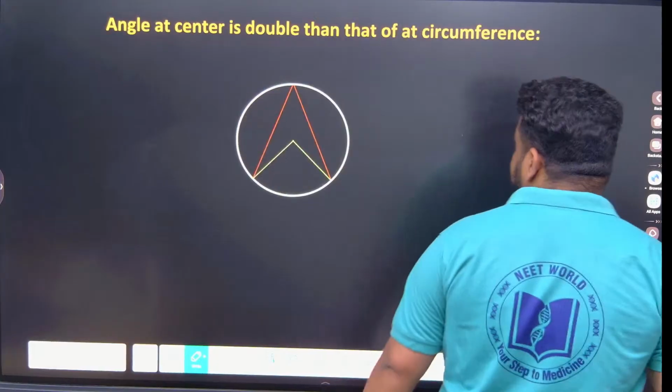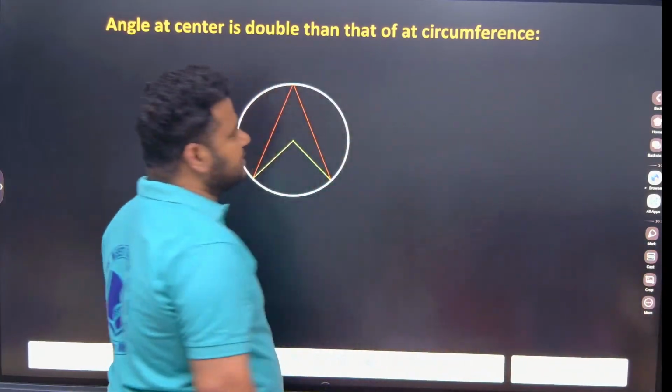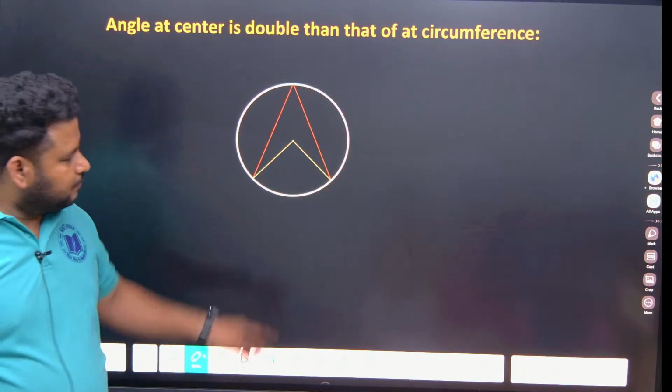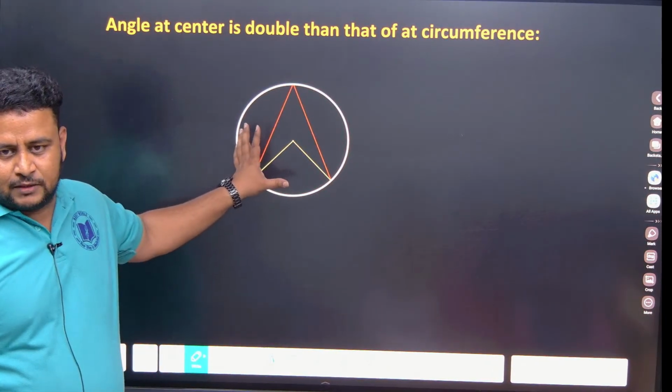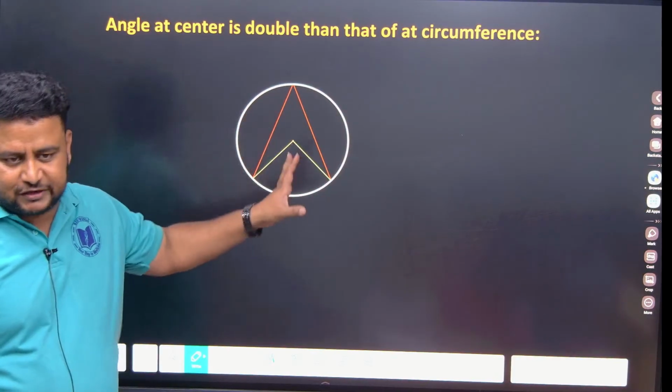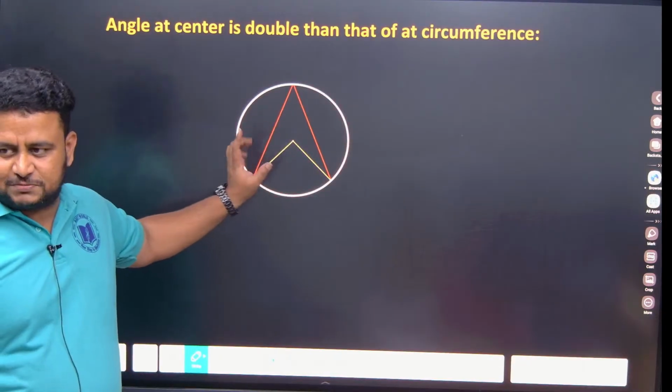Next thing, the angle at the center is double that at the circumference. This property is highly useful and also very important, because based on this property they have asked a question. This property will be a part of the question. They will not ask directly, but you should know this property.